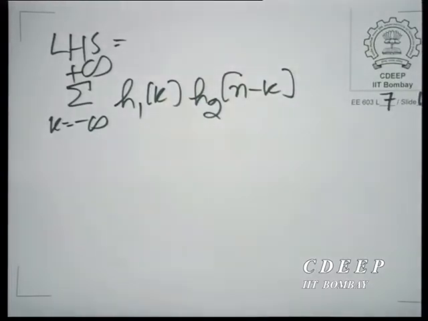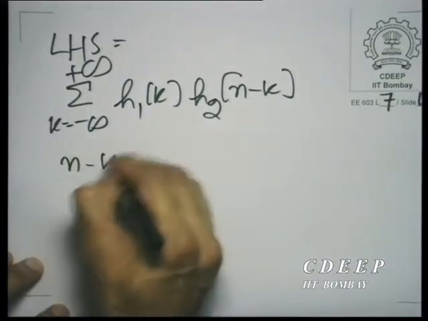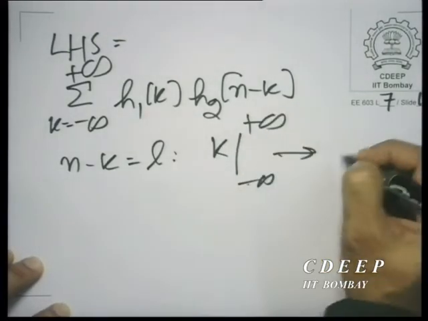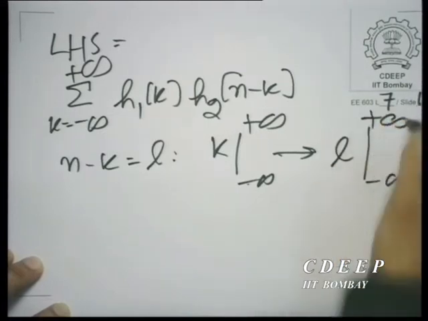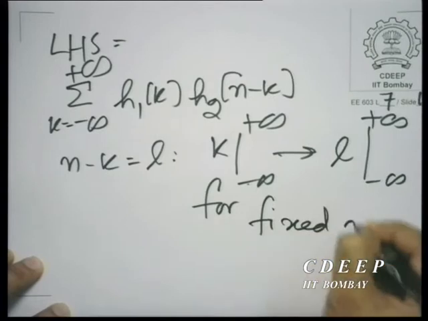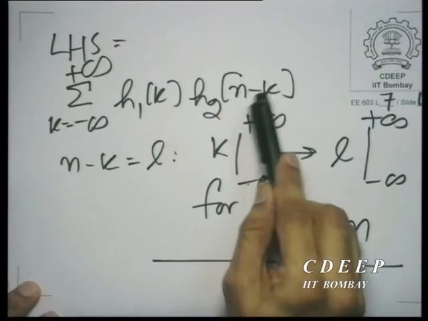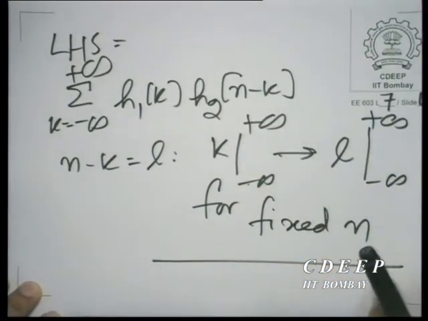And here again we make a very simple substitution. We substitute n minus k by L, and we note that k running from minus to plus infinity leads to L running from minus to plus infinity for fixed n. This is easy to see. For a fixed n, if k runs over all the integers, then n minus k, which is L, also runs over all the integers. And therefore, we can make a replacement here. We can replace n minus k by L, and that is very easily what we want on the right hand side.